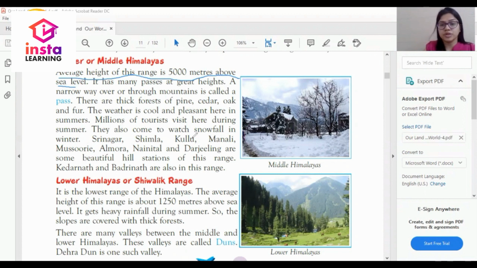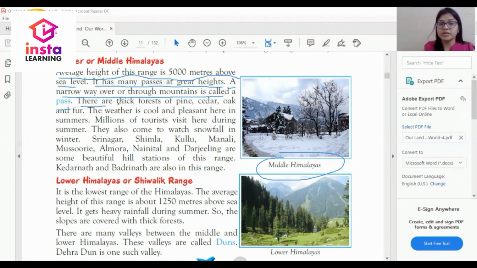So this is the pictorial part of middle Himalayas, and it has many passes at great heights. A narrow way over or through mountain is called pass. So dear student, this is very important. What is pass? A narrow way over or through mountain is called a pass.